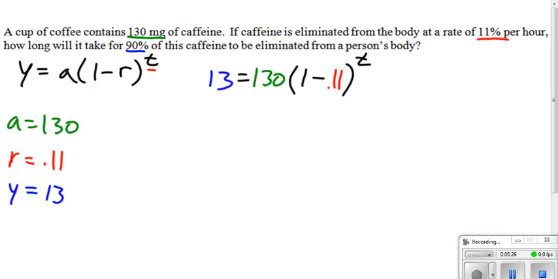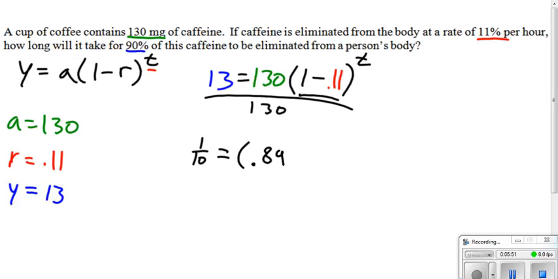So we'll just do some simple algebra to get rid of some of these numbers. We'll divide both sides by 130. 13 over 130 is 1/10. 130 over 130 would just be 1. So we're essentially getting rid of it from this side. In here, we have 1 minus 0.11, which comes out to 0.89 to the power of t. So this is our simplified version.